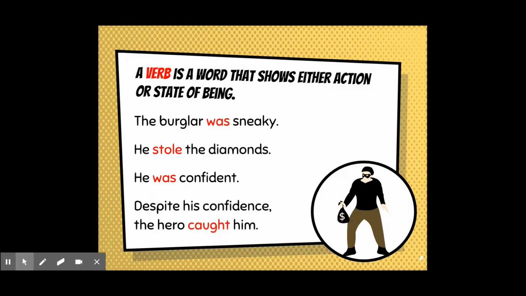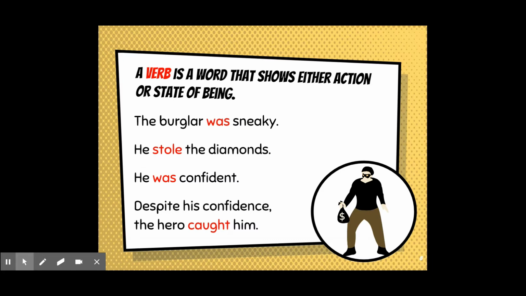Now let's talk about verbs. A verb is a word that shows either action or state of being. As I read through these examples, see if you can figure out whether they are action verbs or state of being verbs. Example number 1. The burglar was sneaky. If you guessed state of being, you're correct.